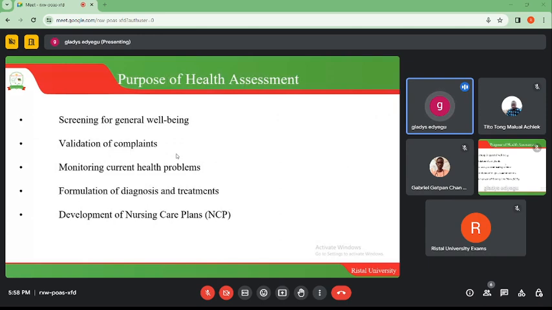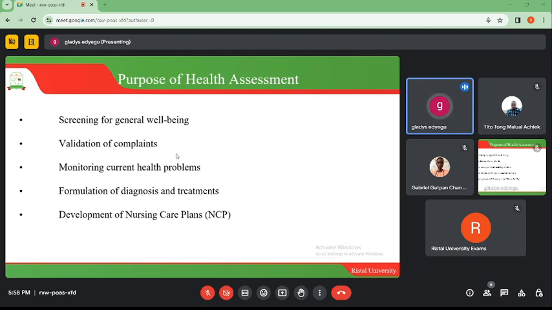What is the purpose? There should be a purpose on why you are doing your health assessment. So the first thing you need to look at is screening for general well-being. How is the patient? And this one can involve triaging of these patients. So when you're screening the patients, generally you have to look at how they present themselves to you. There are those who are very sick. So when they come, you have to sort them out and intervene immediately. Then there are those who can wait. So you have to screen them according to their general well-being as they present to you.